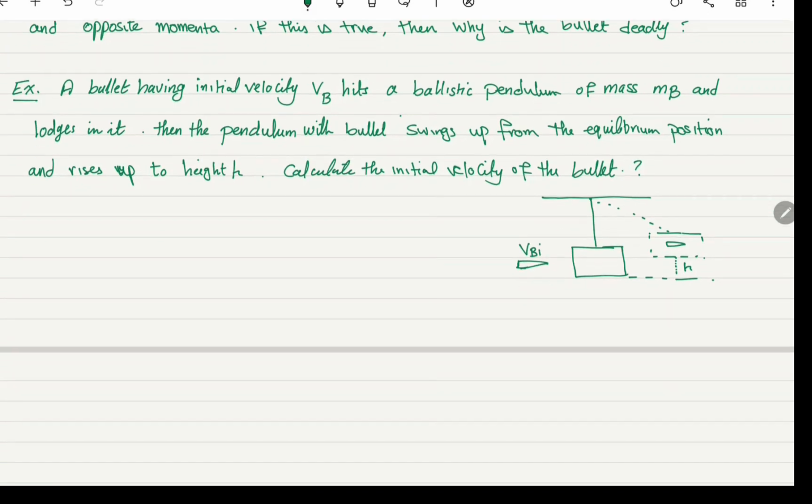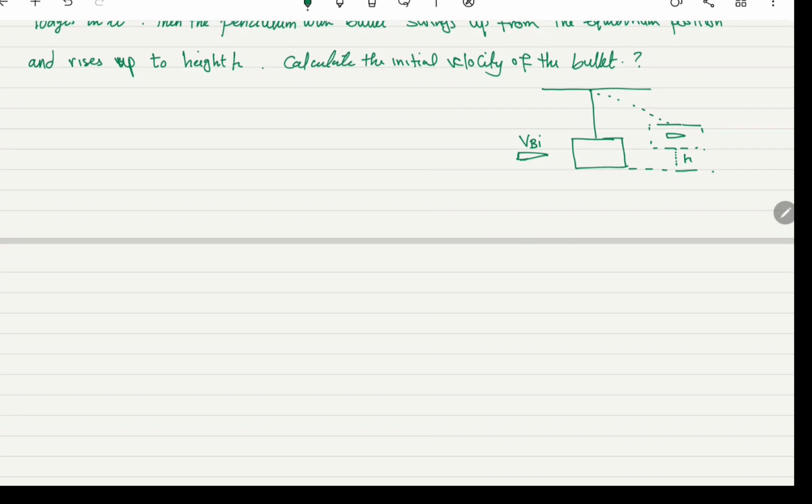Now to do this, this problem can be divided into two main problems. The first one is collisions, actually completely inelastic collisions, and the second one is a simple pendulum. So when the bullet hits the piece of wood and sticks inside it, it rises up until the height h. So let's calculate the energy here.